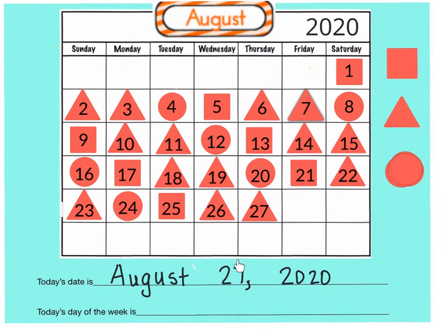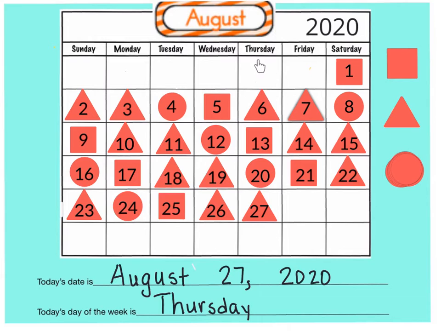All right, let's figure out the day of the week. To do that, we have to find today's date tag and go straight up. What is today's day of the week? If you said Thursday, good job. You're so very smart. All right, let's start with a capital T because it's the name of the day of the week. H-U-R-S-D-A-Y. So today is Thursday, August 27th, 2020.